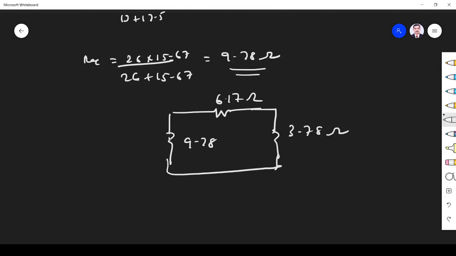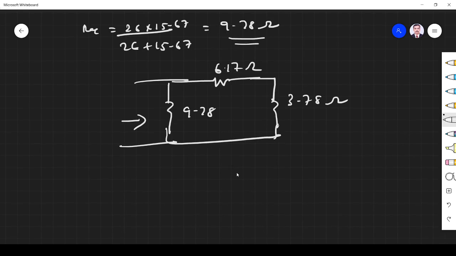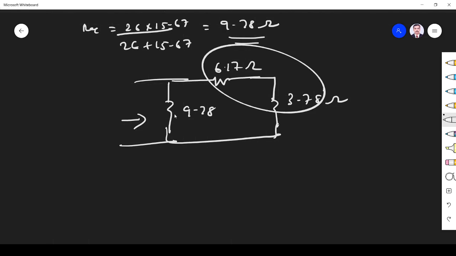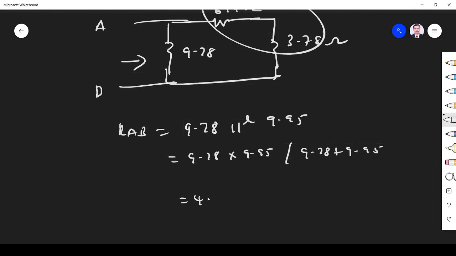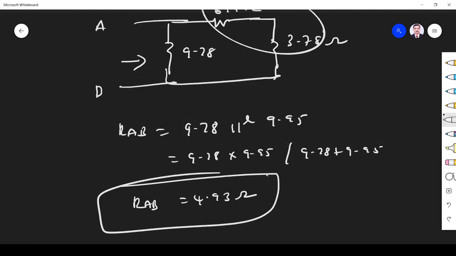So they ask equivalent resistance in this side. We have to see from here. So if you see again, these two are in series with 9.78. So RAB, equivalent resistance between A and B, is 9.78 parallel 6.17 plus 3.78, which is 9.95. So 9.78 into 9.95 divided by 9.78 plus 9.95, what you get is 4.93 ohm. This is the equivalent resistance.